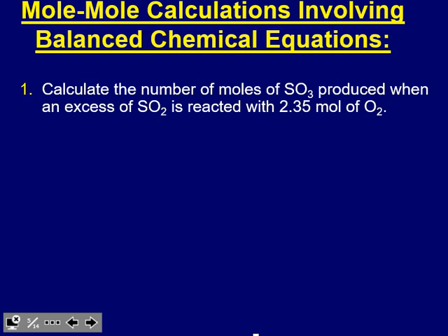Now, just like I attempted to indoctrinate you, like math does, in using the molar mass: how do I convert grams to moles? Molar mass. I want to indoctrinate you in this situation as well. If you've got a question that involves a chemical reaction, you've got to think about the words: calculate the number of moles of SO3 produced when an excess of SO2 is reacted with 2.35 moles of O2. The terms reacted with, produced. Whenever you have a stoichiometry problem that involves a chemical reaction, the first thing you need is the balanced chemical equation.